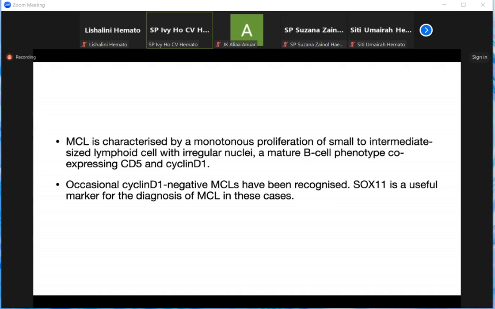Of course, be careful as well. Some mantle cell lymphomas do not express cyclin D1, or only in a very small percentage of cells. So we have another marker to help us. It's called SOX11.